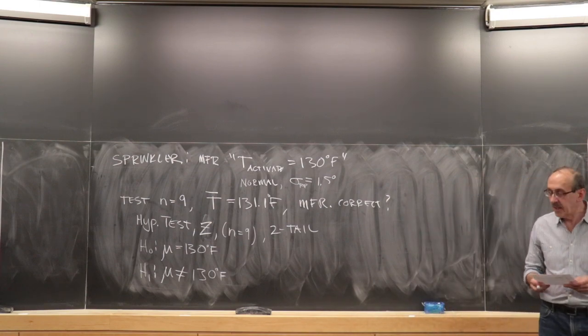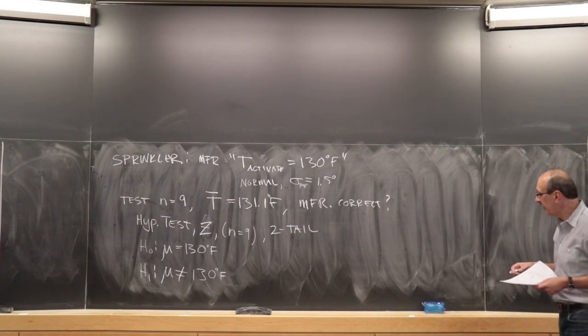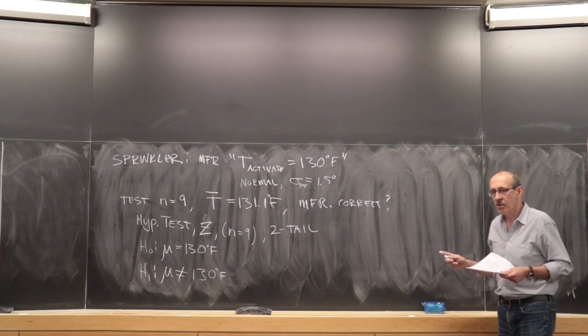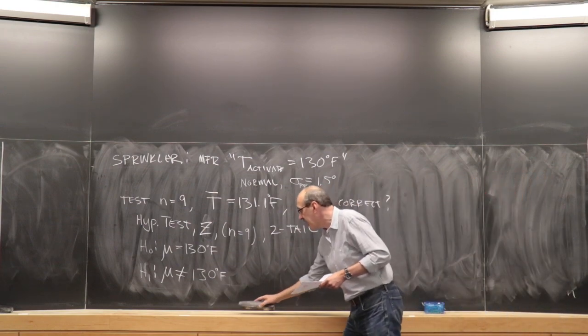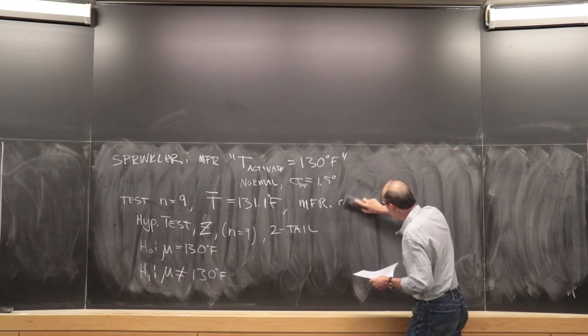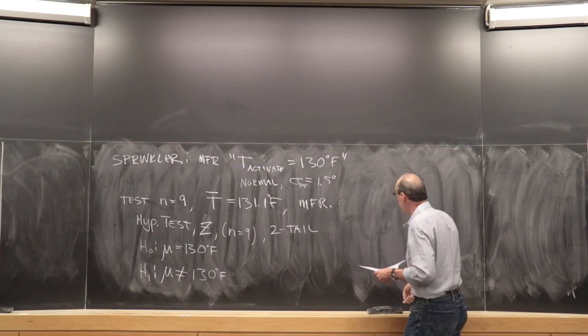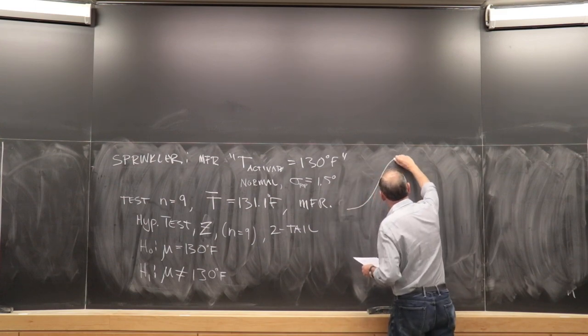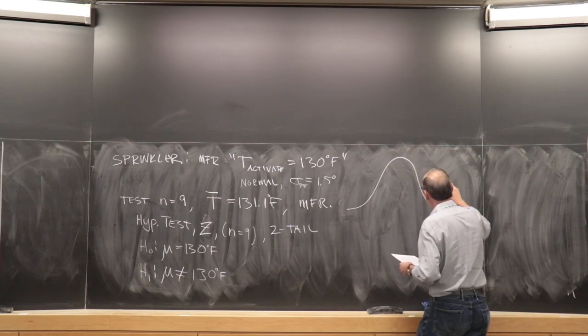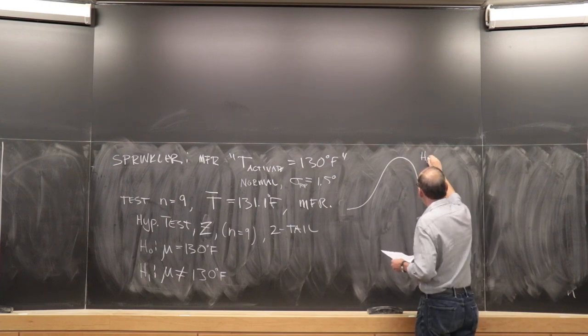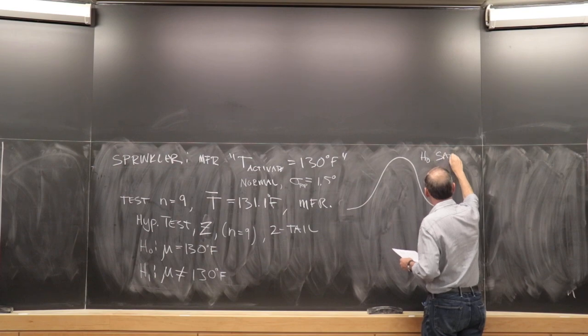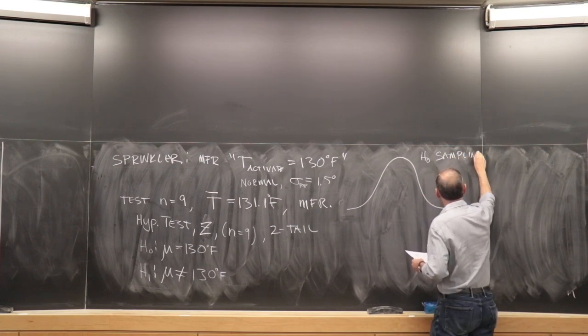Okay. Now, the next thing I recommend doing at this point is a sketch of the distribution to make sure you understand what's going on. So I'm going to erase one word here so I have room. We were told it's normal, so we know this is the null hypothesis sampling distribution.